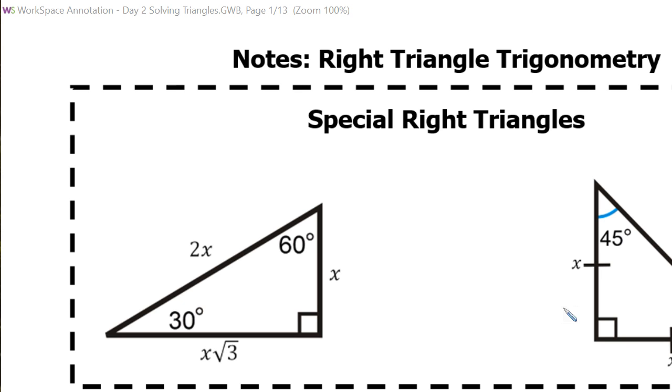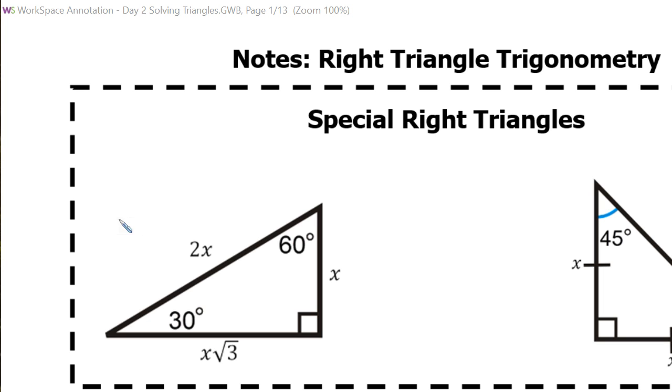Okay, today we will be solving right triangles using the trig functions from yesterday: sine, cosine, and tangent. And inside this little text box, we have our two special right triangles you learned back in geometry. You have these formulas: the side opposite of the 30-degree angle is x, the hypotenuse would be 2 times x, and the side opposite of the 60-degree angle is x square root of 3.